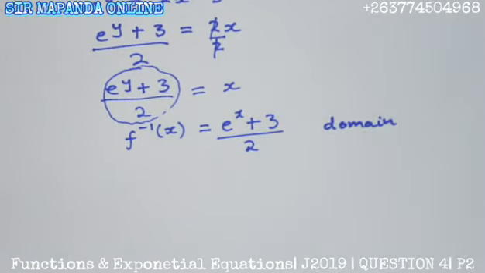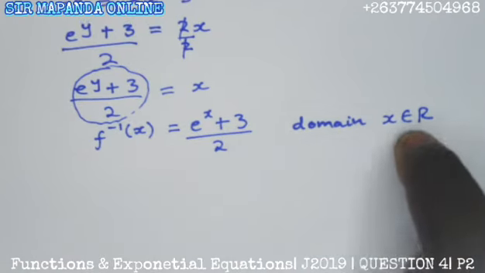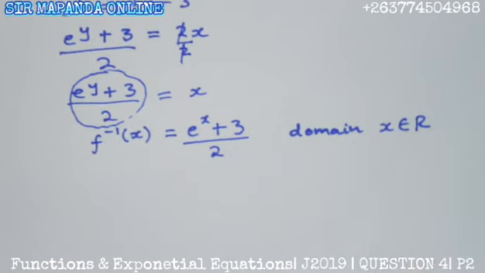So you can choose all real numbers. I hope you are following. So you get the marks for the inverse and the marks for stating its domain. Right. We move on to part 2 of the question.